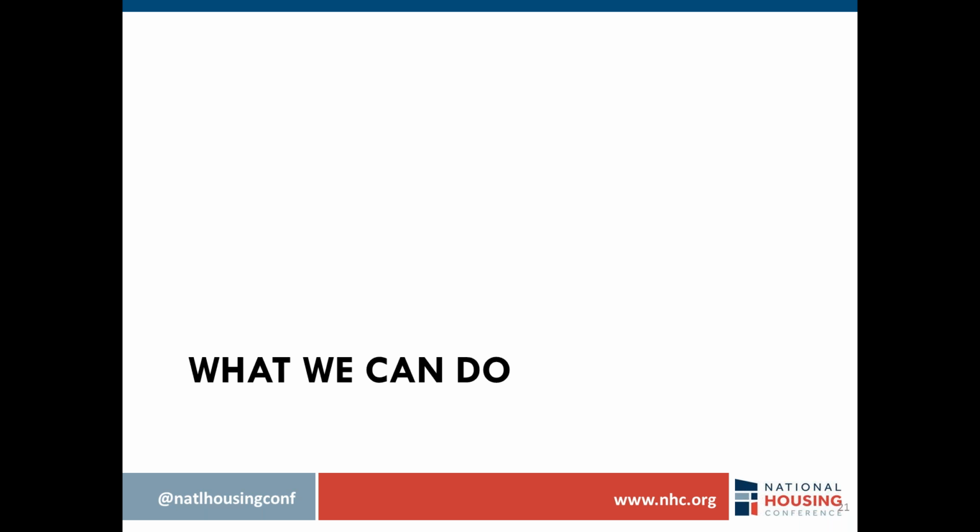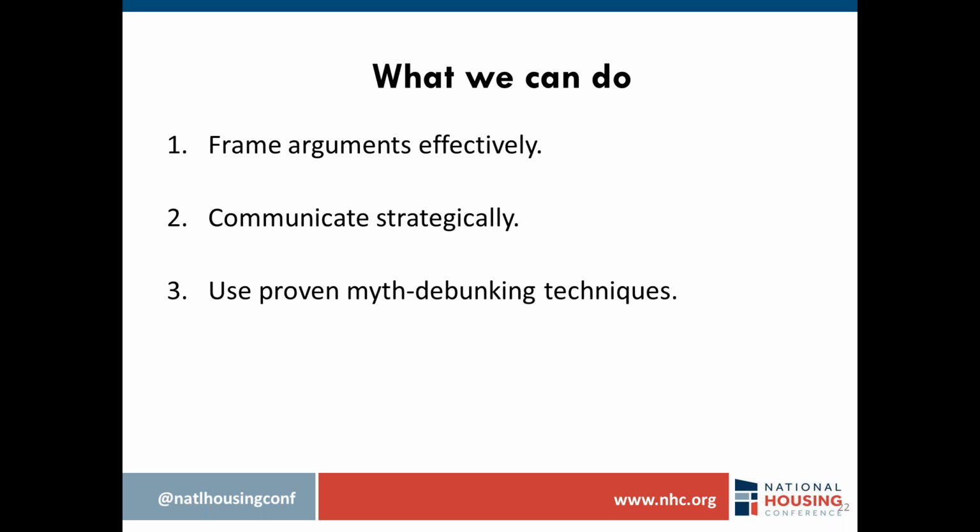All right. So I've told you about all of the negatives, all of the reasons why people might oppose affordable housing. So let's talk about some of the things that we can actually do to turn the tide. I have three main approaches for you. Number one, framing arguments effectively, so that we give people the right filters through which to see the information that we're going to present to them. Two, we want to communicate strategically. We want to talk to the right people who are going to help us accomplish what we need to do. And then we want to be able to debunk myths. We don't want to drive them deeper into people's consciousness. We want to debunk them.